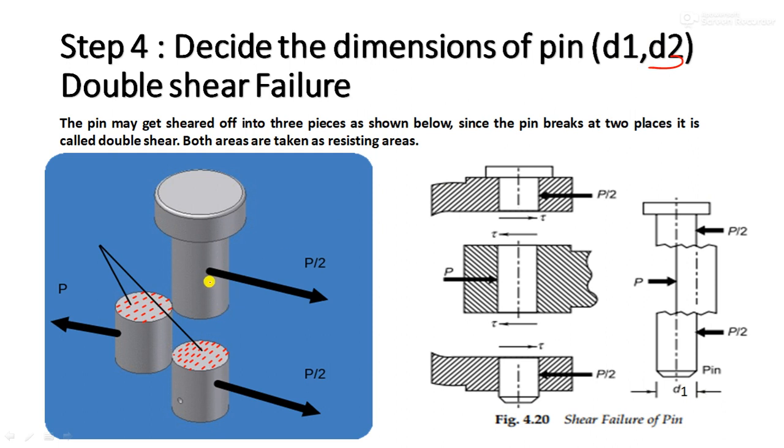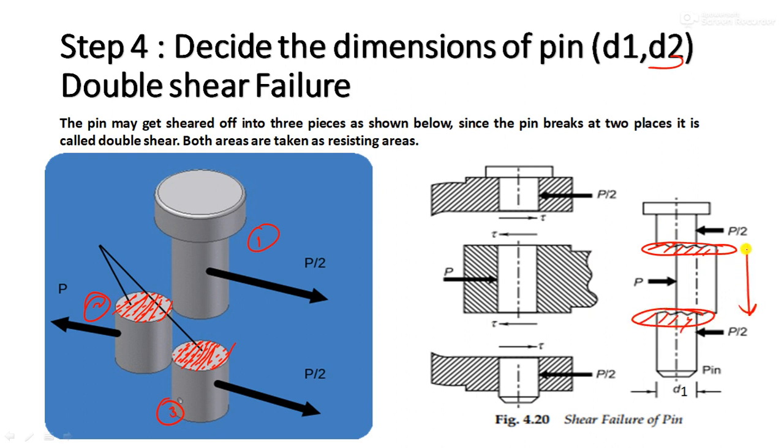that this pin is subjected to both failures, bending as well as shear, when the pin is tight inside the eye and the fork. As I explained in the earlier video, it will be under double shear. So this is the first area resisting the shear failure. This will be the second area resisting the shear failure. It means this pin will get cut or sheared into three pieces, right? You can see it is shearing at this area and at this area.